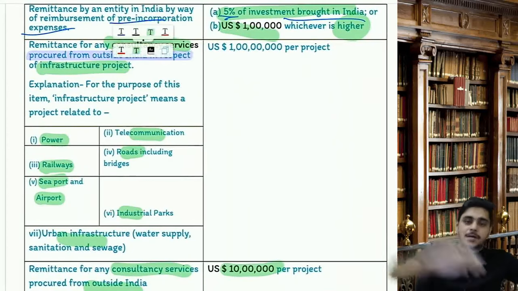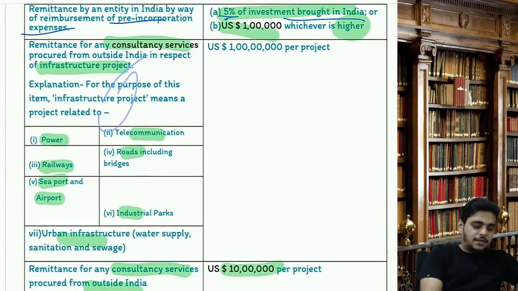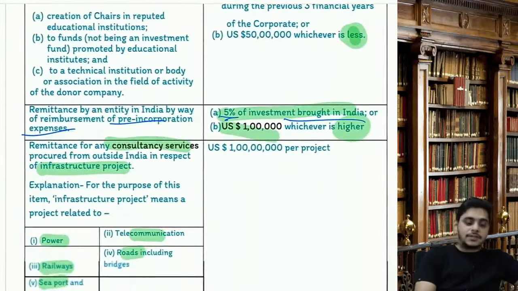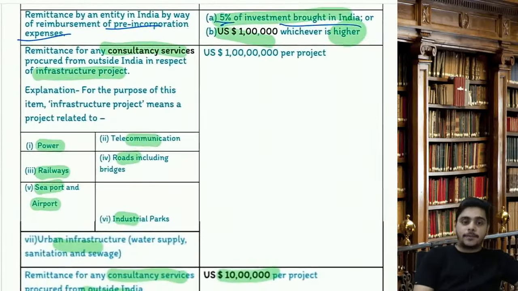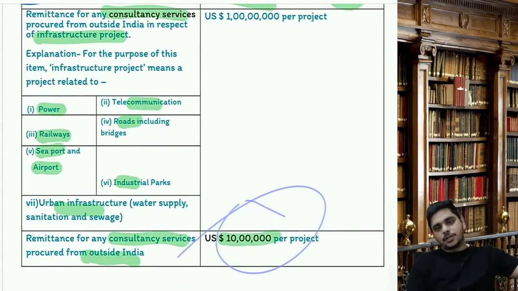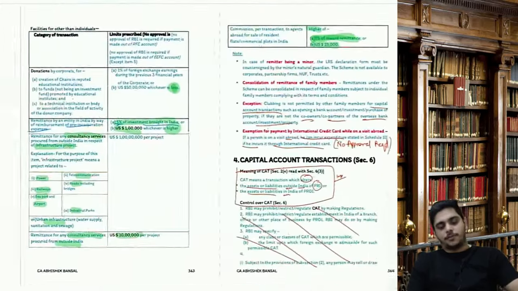Okay, consultancy. Big means like infra consultancy: power, railway, seaport, airport. Big consultancy, $1 crore per project. Small consultancy, like Vastu consultancy for my house, $10,00,000 per project. Up to this, no approval. Beyond that, RBI approval. If the payment is made out of RFC, EFC, no approval.